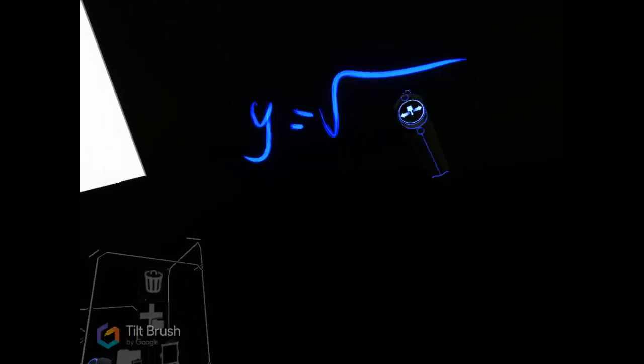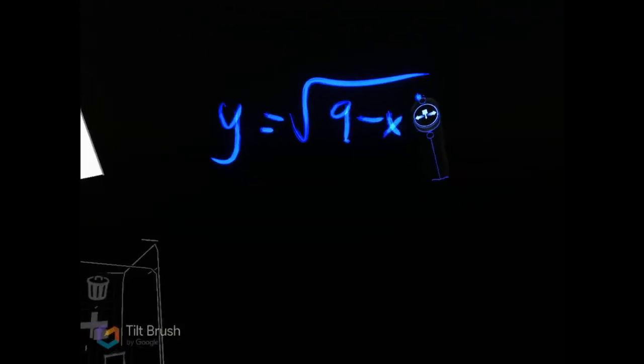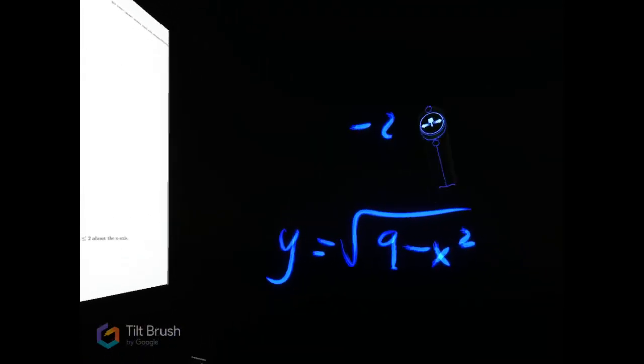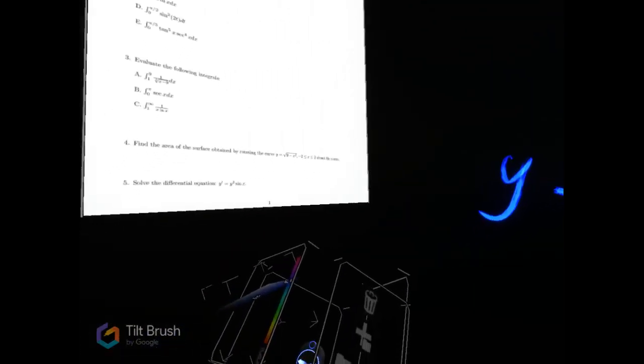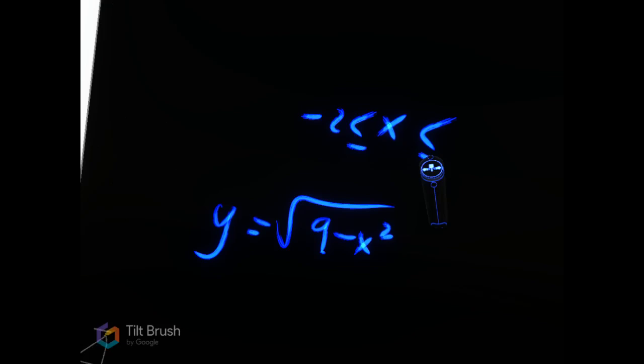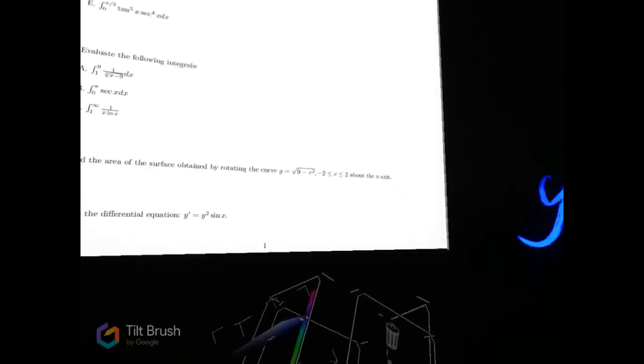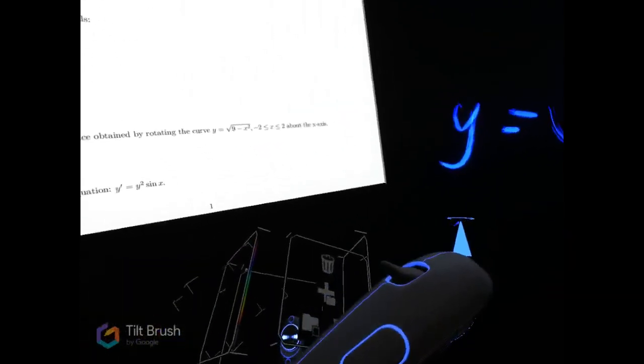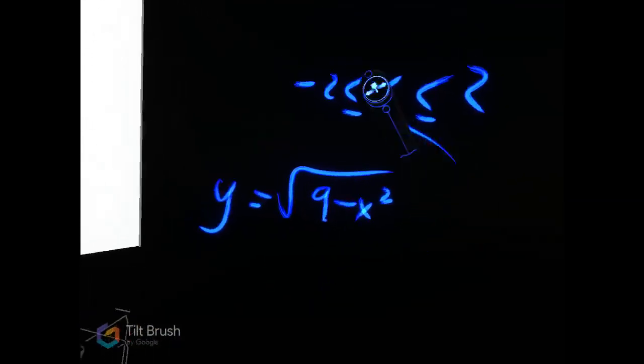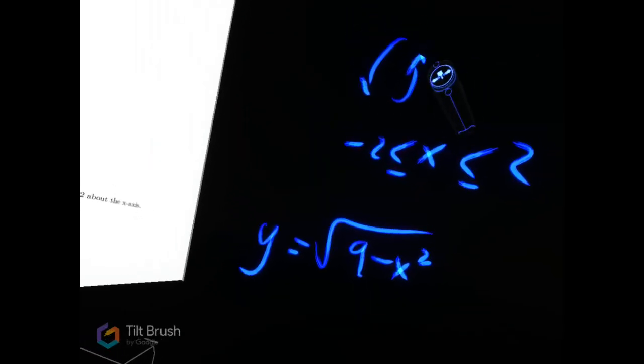Okay. Let's see. I forgot the formulas, but we can give it a shot. 9 minus x squared, and then the bounds: negative 2 is less than or equal to x, which is less than or equal to 2. So the question is, find the area of the surface obtained by rotating the curve, that guy, from these bounds about the x-axis.